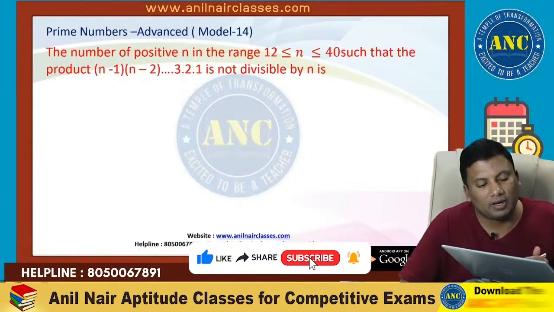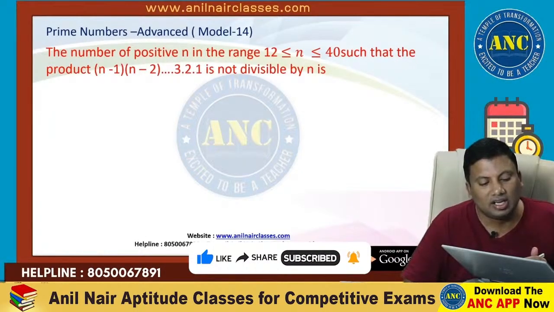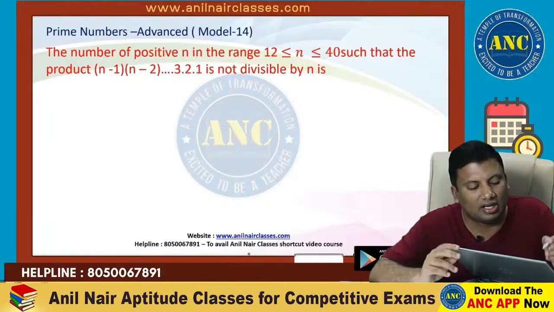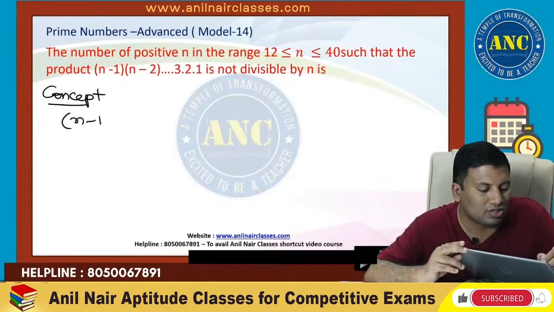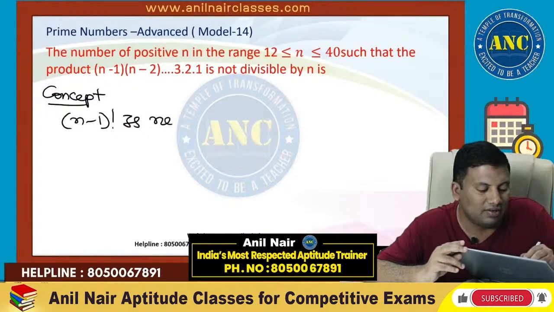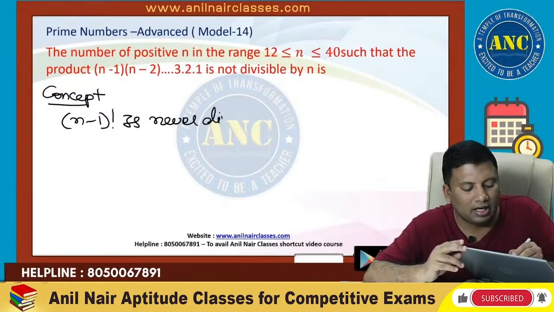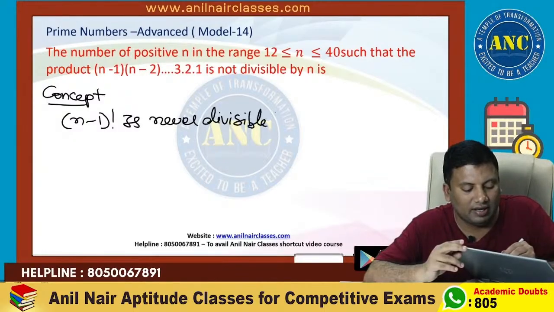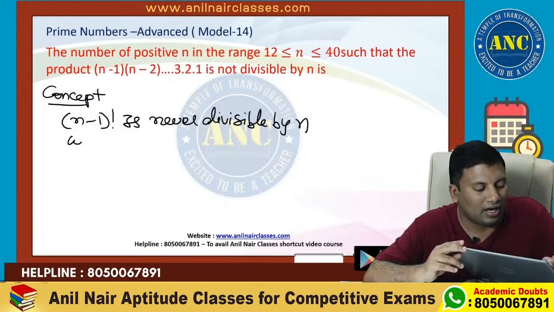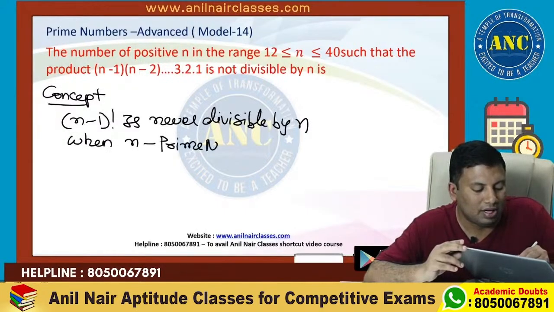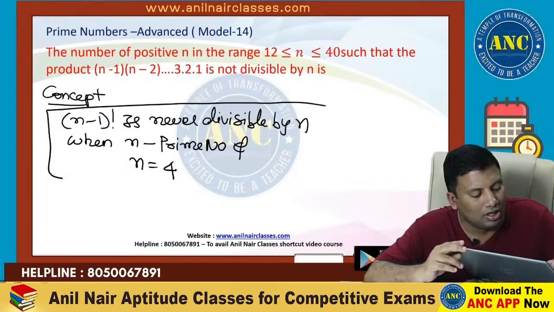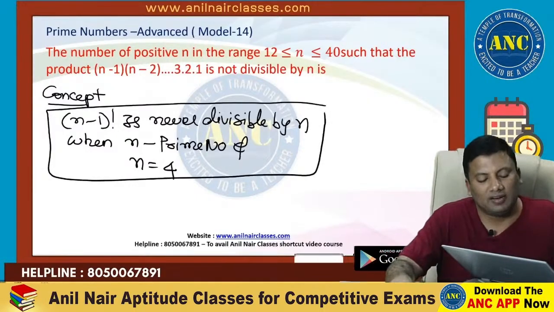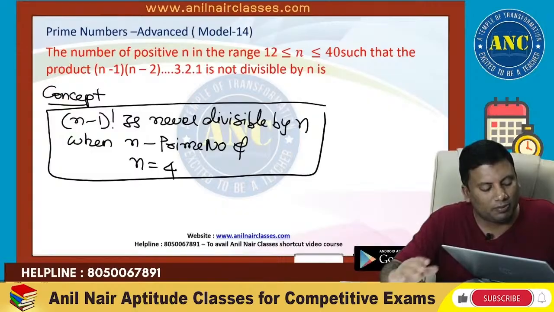Next one, number of positive integers such that n minus 1 factorial is not divisible by n. This is another very conceptual question, sir. N minus 1 factorial is never divisible by n when there are 2 cases that are possible: when n is a prime number and n equivalent to 4. When n equivalent to 4 also, n minus 1 factorial is not divisible by n. You can check it out.